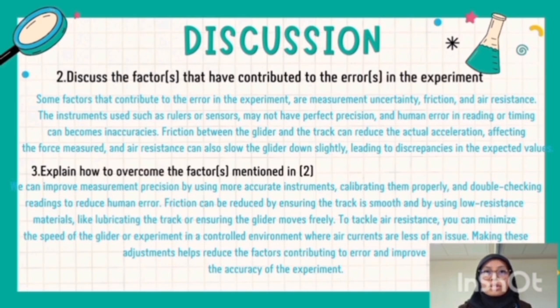To tackle air resistance, you can minimize the speed of the glider or experiment in a controlled environment where air currents are less of an issue. Making these adjustments helps reduce the factors contributing to error and improves the accuracy of the experiment.